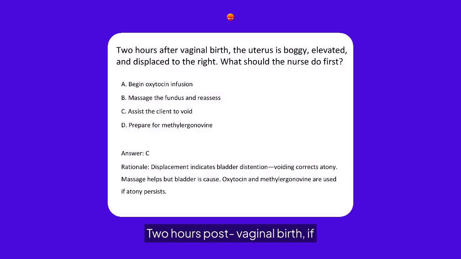Two hours post-vaginal birth, if the uterus is boggy and displaced, assist the client to void. This action addresses bladder distension, which is often the cause of uterine displacement. Other interventions like massage or medication are secondary if atony persists.